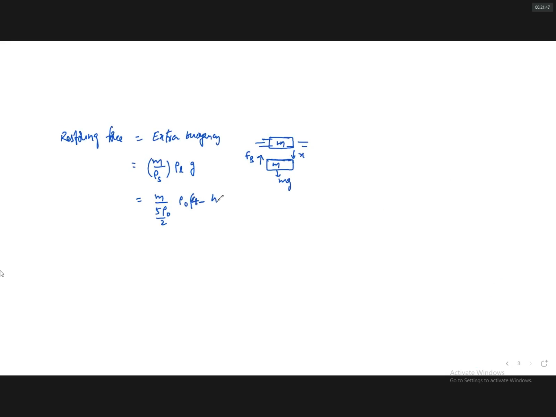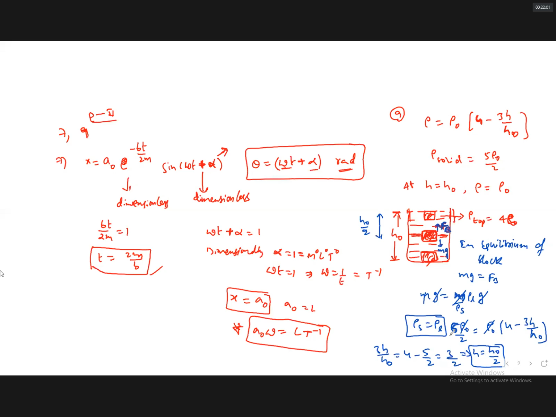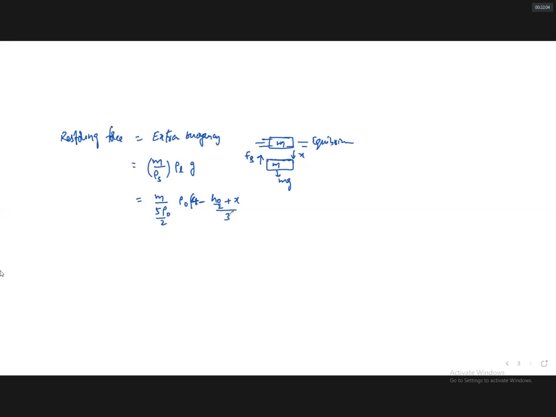From that equilibrium position, we move the solid by a depth x below its equilibrium position. 3h by h naught, where the h value we can write as h naught by 2 plus x, into 3. That is the buoyancy force acting on the solid when it is pushed down by a distance x, into g.